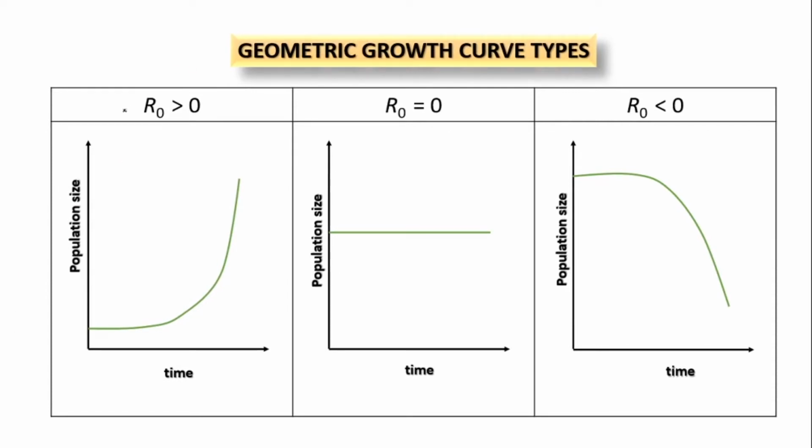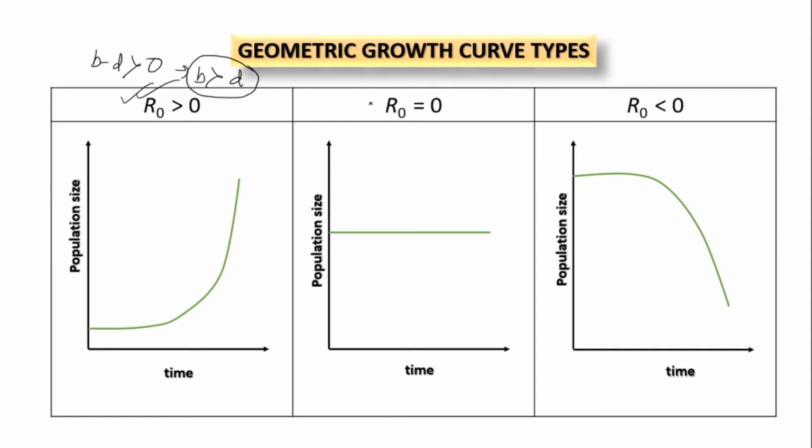As you can see here, R naught, the net reproductive rate, is greater than 0 in this case. That means here B minus D is also greater than 0, that means the birth rate is greater than the death rate. When the birth rate is greater, the population shows an increasing growth pattern, and the population will be a positive or increasing population. So the graph will show a positive exponential growth curve type.